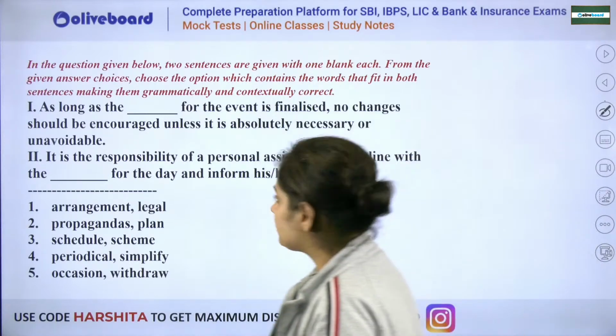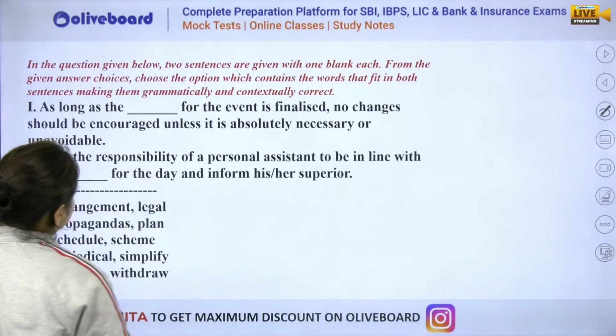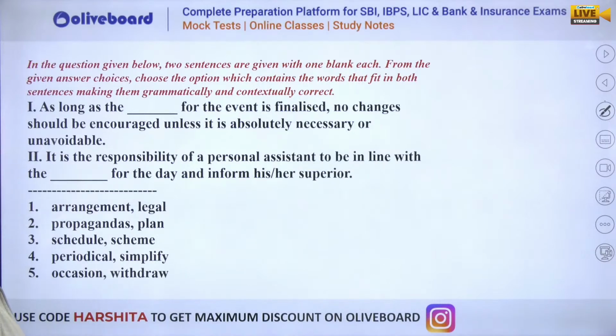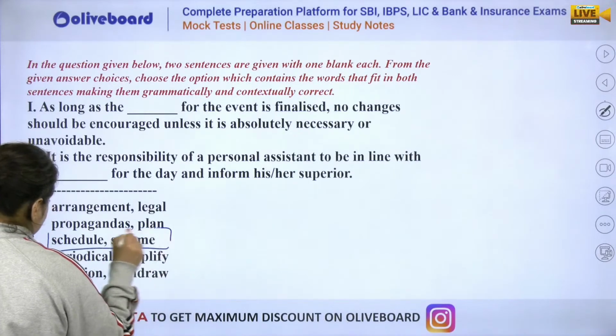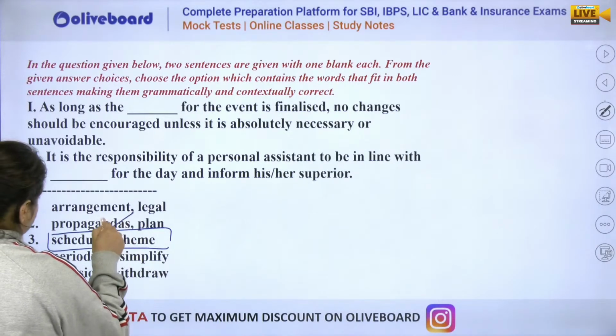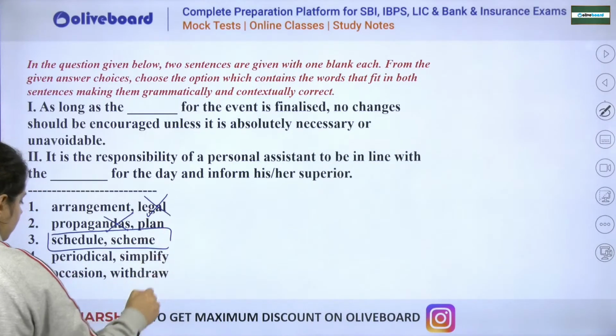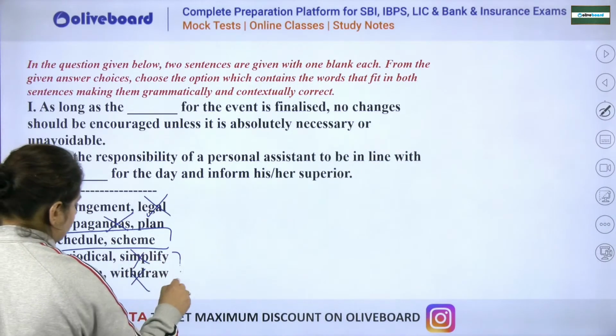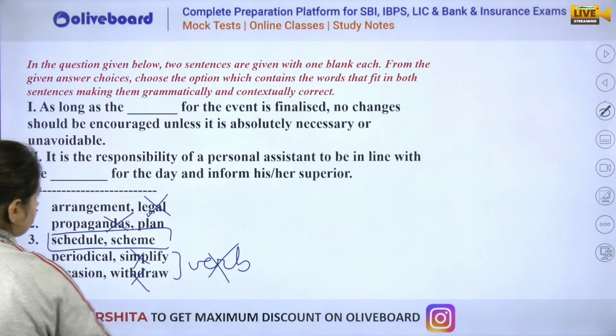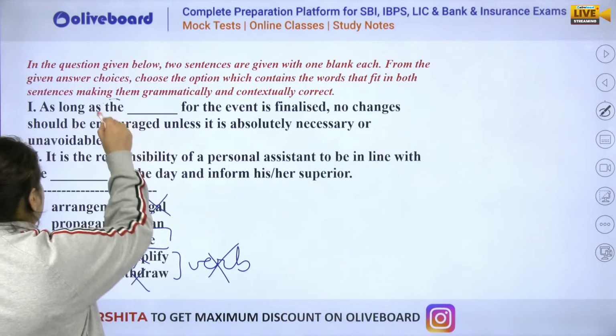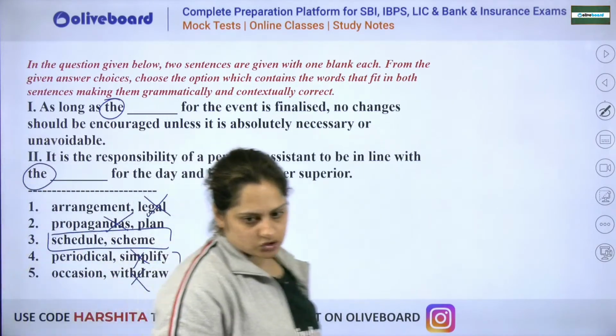Now, guys, there is one blank in each, you have to select the option that will fit in both sentences. As long as the schedule for the event is finalized, it is the responsibility of a personal assistant to be in line with the scheme for the day. Can I mark both of these? Do they give similar context? Firstly, plural will not come, legal will not come, withdraw or simplify verbs are not required here. We are talking about a schedule that is followed. After the, a noun is required, so you get your answer, option number 3.